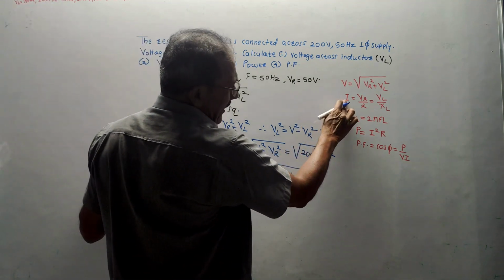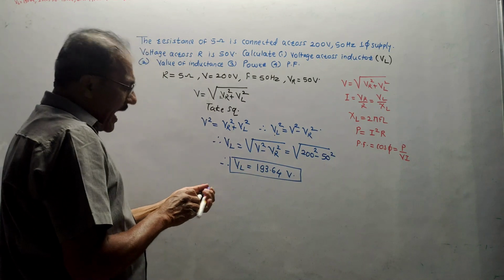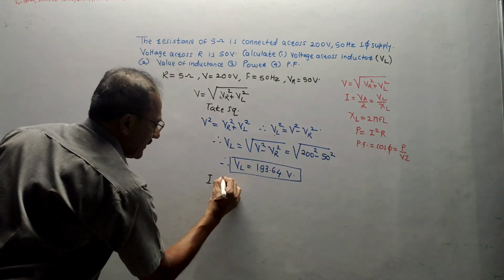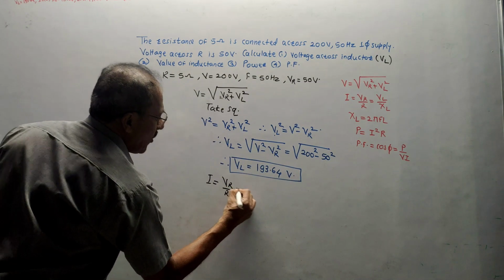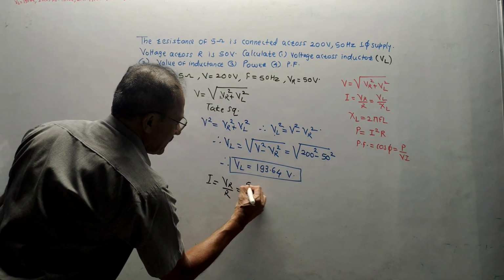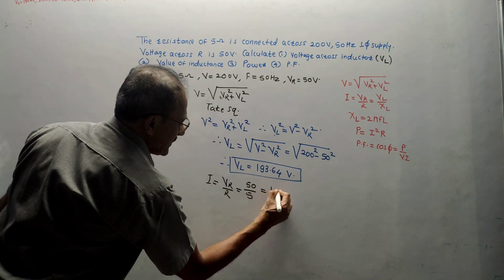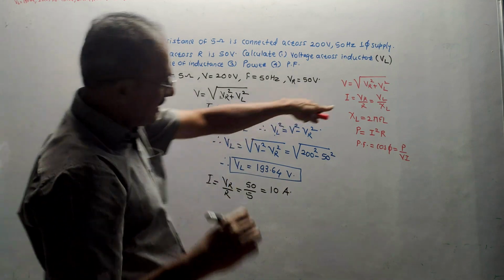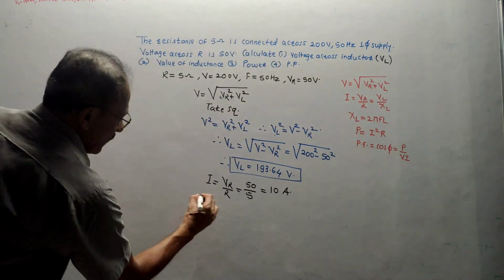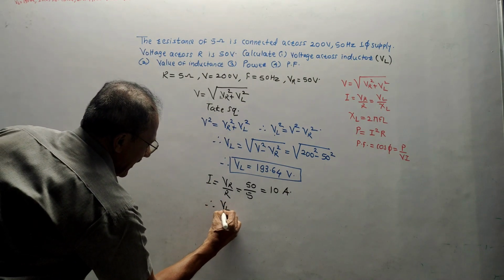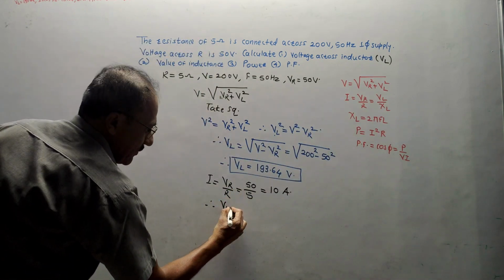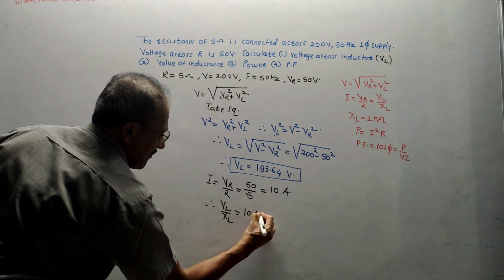Now how to calculate the value of inductance? We have the formula to calculate current I. I am using the first formula, I is VR upon R. All the values are given in the question. R is 5, VR is 50. So it is 50 upon 5, which is equal to 10 ampere. But the same formula is applicable for VL upon XL. Therefore, VL upon XL is the same as the value of I, so VL upon XL is equal to 10 ampere.